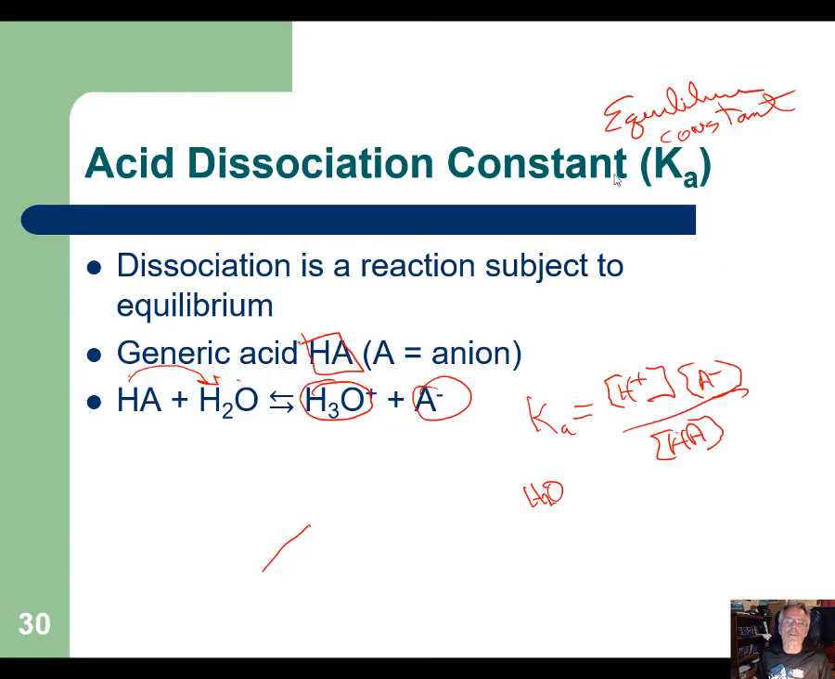First of all, acid dissociation constants, Kas, they're just equilibrium constants, guys, nothing more than that. Dissociation is a reaction subject to equilibrium like any other equilibrium. Reactants decompose or dissociate into products, and at some point the rate of the forward reaction is equivalent to the rate of the reverse reaction.